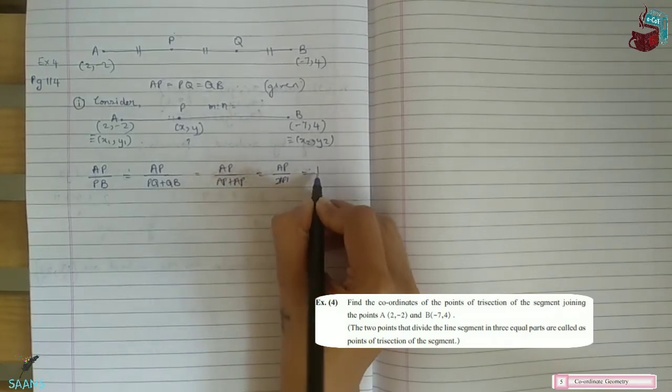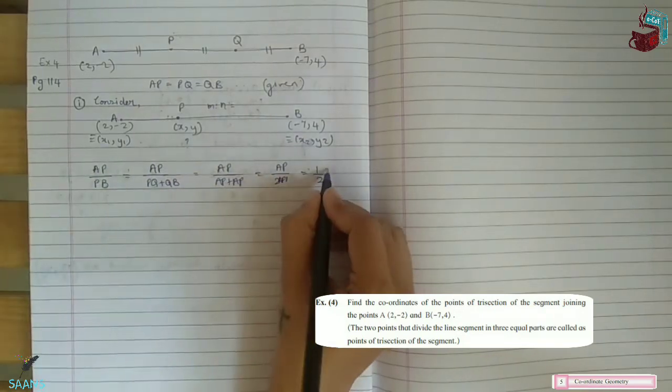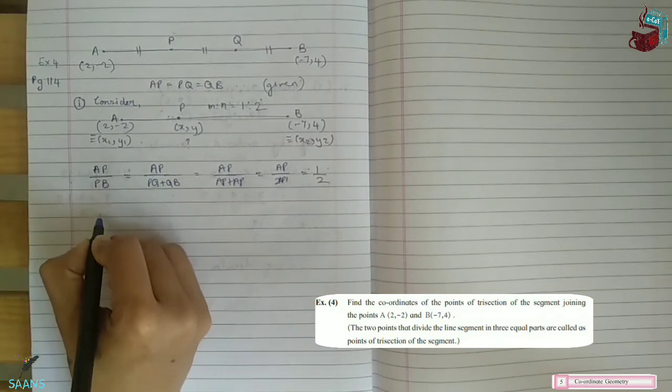AP gets cancelled, so 1 upon 2. So your ratio AP upon PB is 1 upon 2. So it is 1:2. Now directly apply the formula for getting the coordinates of P.